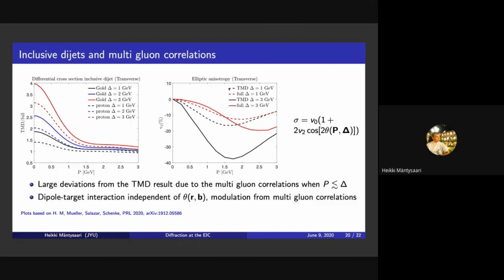Similarly, on this second plot, I'm showing the elliptic modulation v2. Now the difference between the black and the red lines is that again the red line is what you get by doing the full calculation, and neglecting the multi-gluon correlations gives you a significantly different modulation. So measuring both inclusive and exclusive dijet production is definitely an interesting probe of nonlinear dynamics at the future EIC.